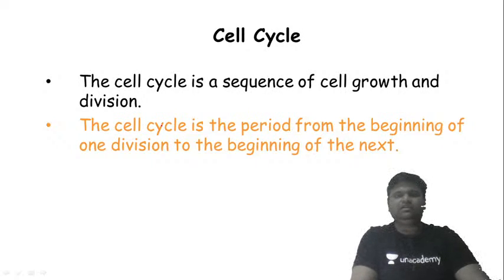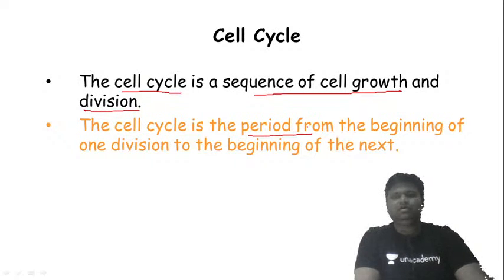तो व्हाट इज सेल साइकिल? सो सेल साइकिल एक सीक्वेंस होता है ऑफ सेल ग्रोथ एंड डिवीजन. So cell cycle is a sequence of cell growth and division, and cell cycle is the period from beginning of one division to the beginning of the next.